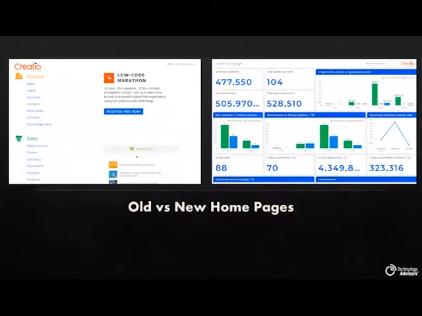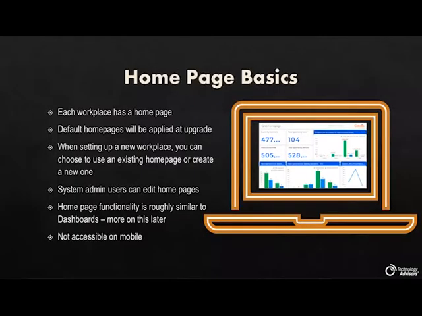Okay, so what you're seeing now on the left is a screen that you're probably really familiar with. It's usually the first screen that you see when you log into Creatio. On the right is a screenshot of their new homepages. There's one per workspace. Homepage basics: each workplace has a homepage. Default homepages will be applied at upgrade, and we'll go over that a little bit more in a second. When setting up a new workplace, you can choose to use an existing homepage or create a new one. For now, only system administrators can edit homepages.